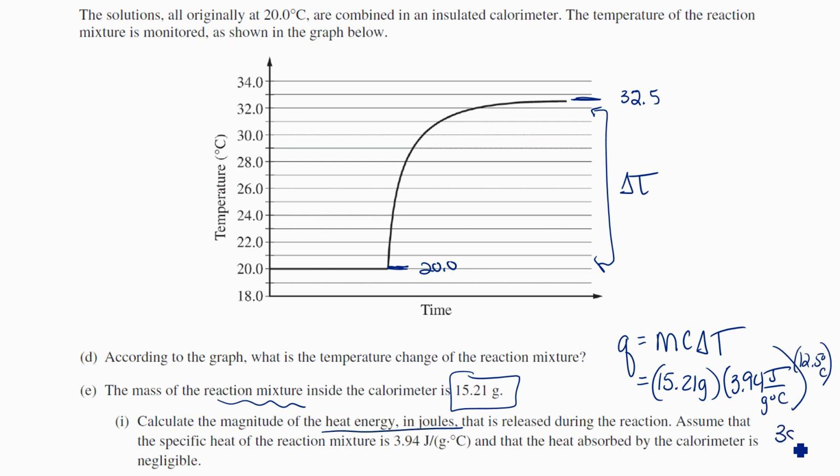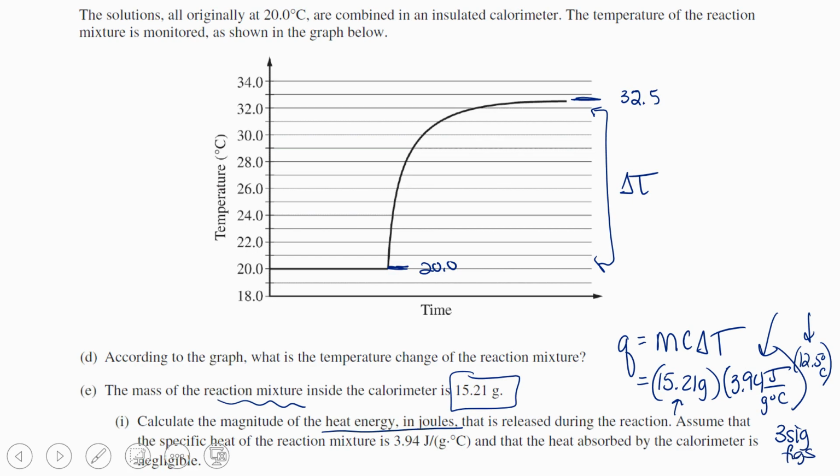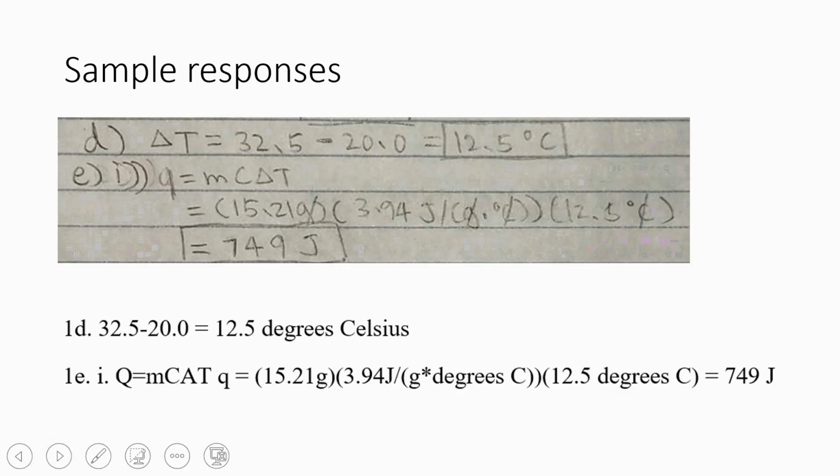Notice that my answer should have 3 sig figs in it, because these values both have 3 sig figs. This one has 4 sig figs. So I'm going to go with the one with the fewest sig figs. So our answer should be 749 joules. And in this question, I don't think they specified, oh no, they did specify you should report it in joules. So you want to make sure you report this in joules. So 749 would be the way to go here.